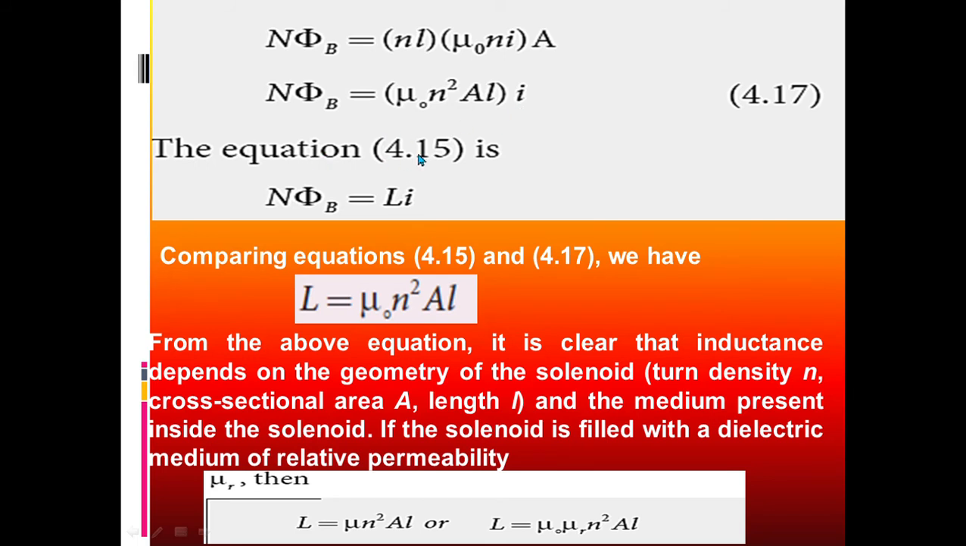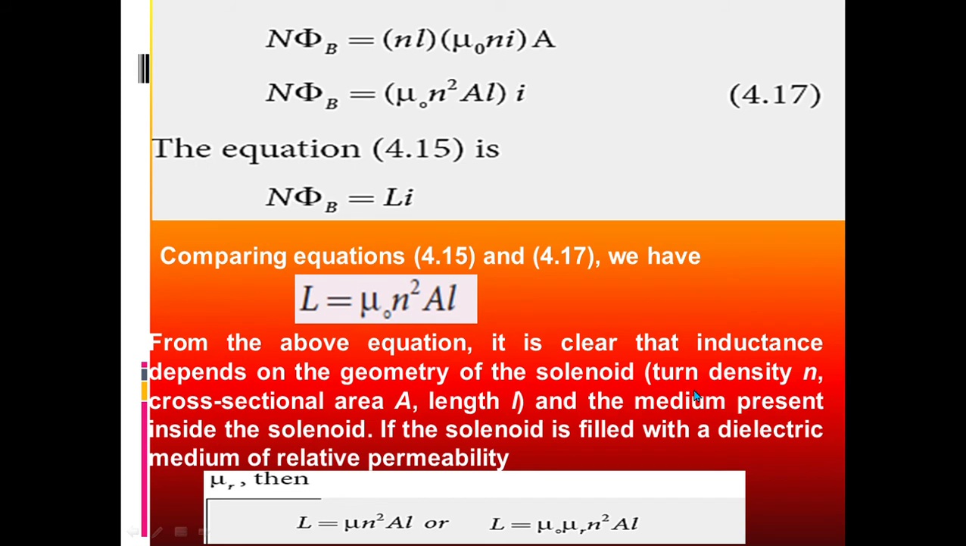The equation 4.15 is N phi B equal to L i. Substituting the value of N phi B into this equation 4.17, L i is equal to mu naught n squared A L into i. The i cancels, and the remaining term is L equal to mu naught n squared A L. From the above equation, it is clear that inductance depends on the geometry of the solenoid. Please note it down, children, this is a very important point: inductance depends on the geometry of the solenoid.